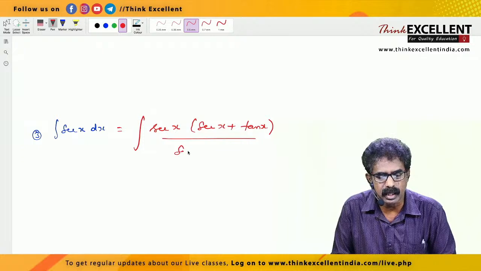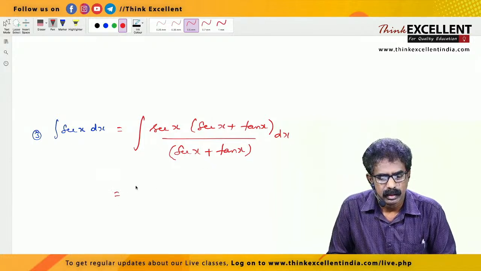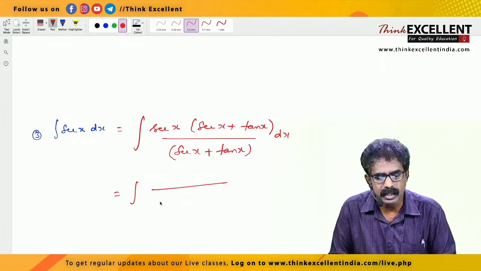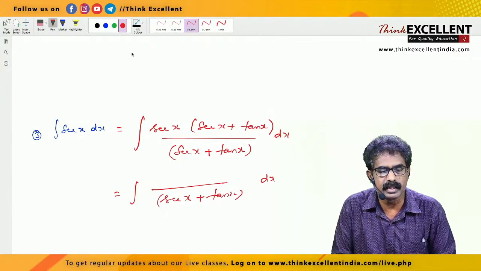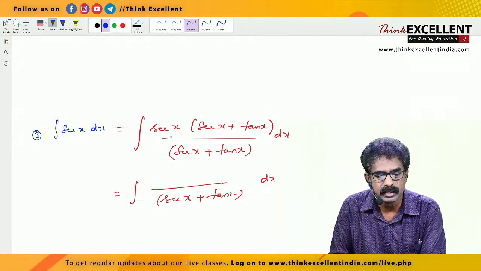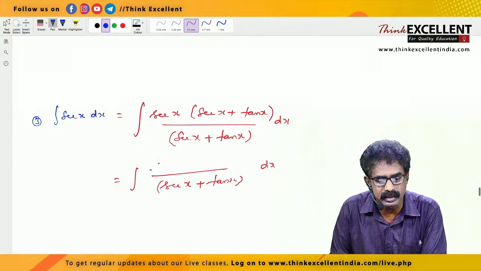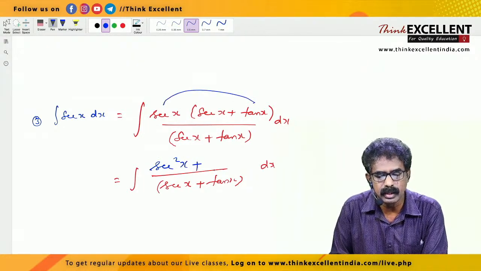So the denominator is also secant x plus tan x, dx. Expand the numerator term by term. Denominator, no change, we write as it is. Numerator, expand term by term and see what comes. Secant x into secant x, what is that? Secant square x. Next, secant x into tan x.